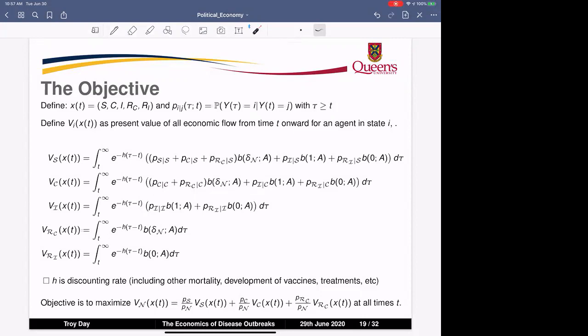Now, what I want to do is look at an individual's value of being in the not yet sick class. And that's what's at the bottom here. And that's the thing they're going to care about. That's the probability of being in the S class, given they're in the not yet sick class, times VS, plus the probability they're in the C class, given they're not yet sick, times VC, plus the probability they're in the RC class, given they're not yet sick, times VRC. And that's the thing that we're going to imagine individuals want to make as big as possible. So they're going to choose their behavior to make that as large as possible over time.